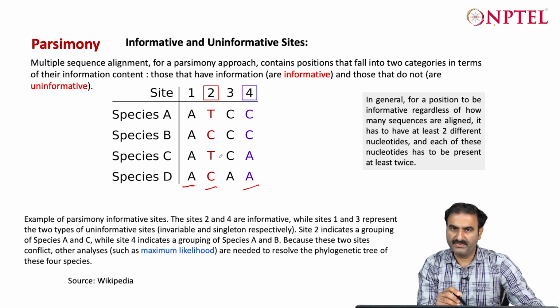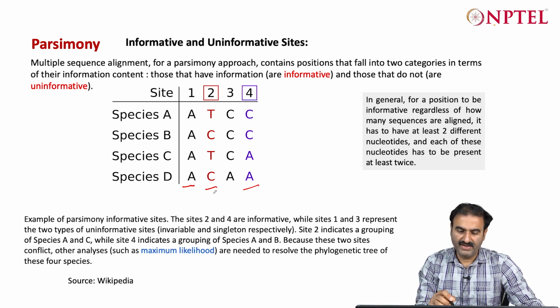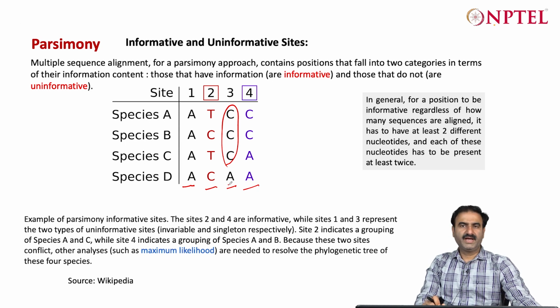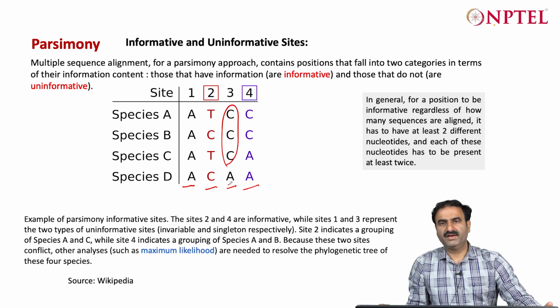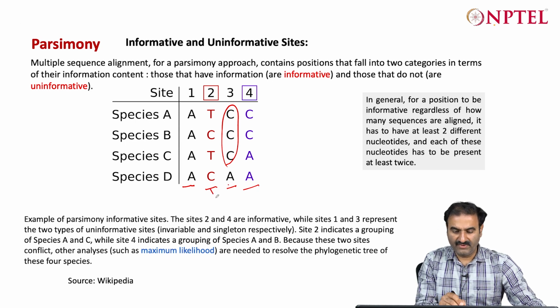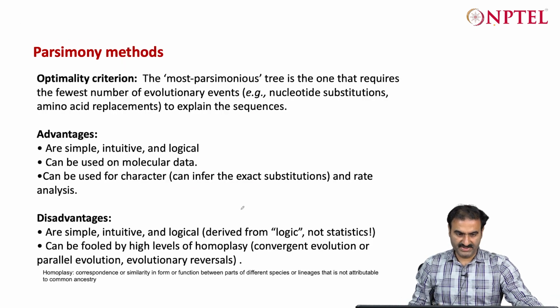In this example, in site 2, we have 2 different nucleotides at 2 different positions, so it's an informative site. But in site 3 it is more or less conserved, with just one variation. And in site 4 again there are 2 nucleotides varying at least 2 different positions. So these 2 and 4 are the informative sites here, and it will use only those for the calculations.